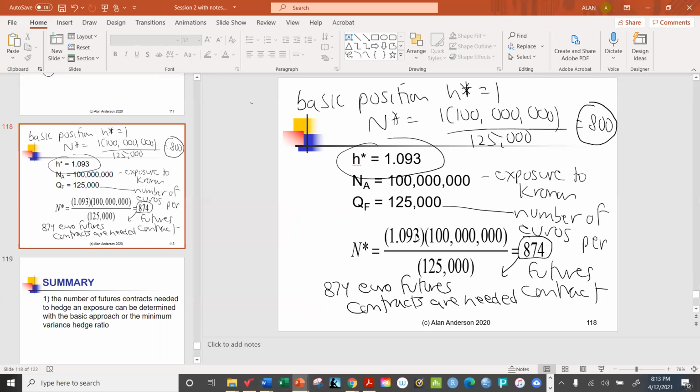But for our purposes, if we have a very small position, we may as well simply use the basic position, but be aware that as the positions get bigger, it might start to pay to use the minimum variance approach. Okay, so these are the two ways we can go about this.